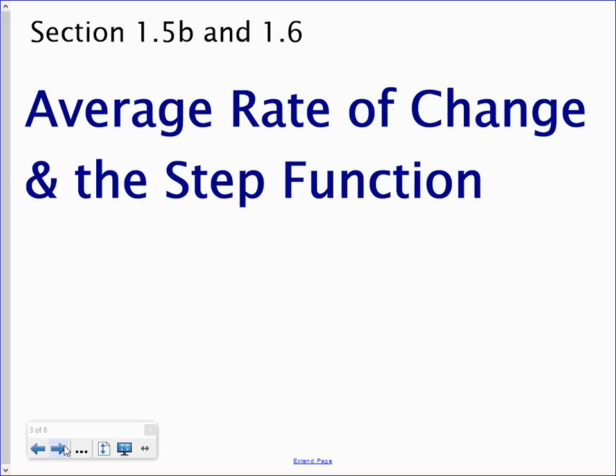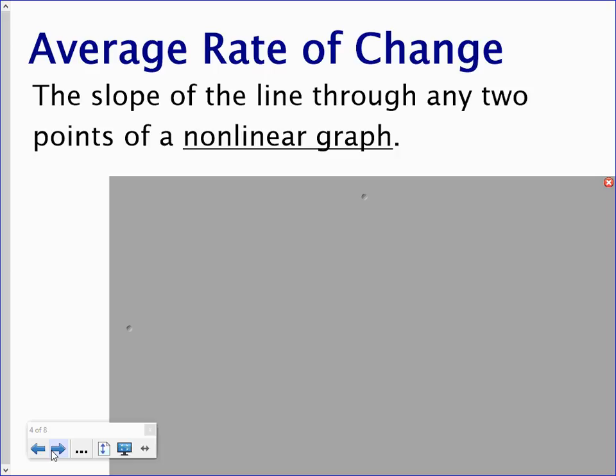Now, average rate of change is very similar to something that you have studied probably since freshman, possibly even middle school, and that would be the 3 words rate of change. A rate of change in Algebra 1 is a slope. Okay. An average rate of change is also a slope. The only difference here is it's a slope between 2 points in a non-linear function.